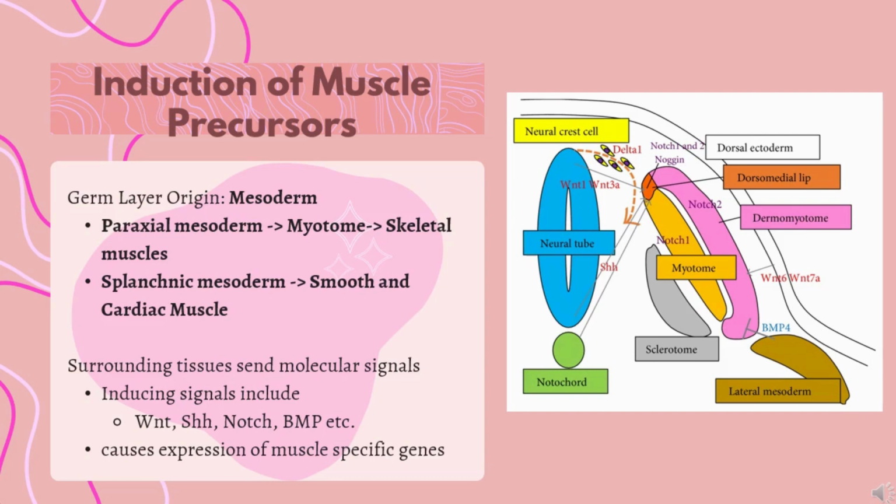For the muscle precursors in the mesoderm to develop into muscle, they are usually induced to differentiate by the surrounding tissues through molecular signals. For the induction of myotome formation as shown in the figure, we can see inducing signals such as WNT, SHH, Notch, and BMP, among others, being released by nearby structures like the neural tube, notochord, and lateral mesoderm. These signals cause changes in the precursor cells, usually leading to the expression of muscle-specific or muscle-related genes.